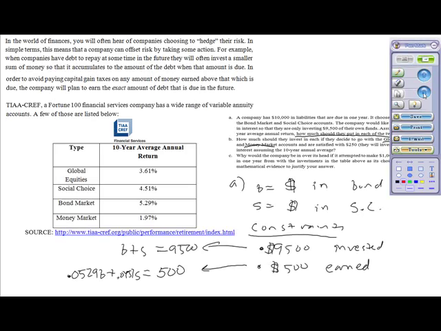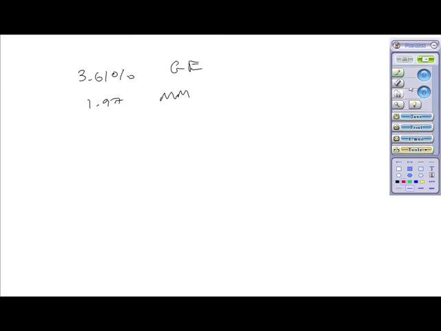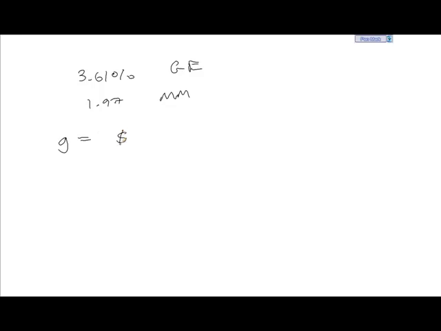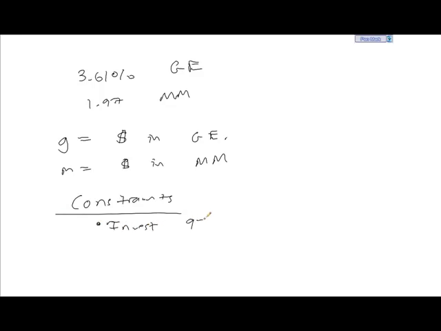Okay, and so now their constraints are, we'll let G equal dollars in global equities, and we'll let M equal dollars in the money market. So our constraints are that we're going to invest $9,750 and we're going to earn $250.